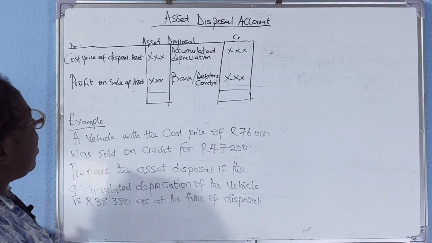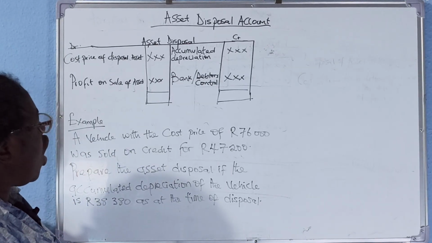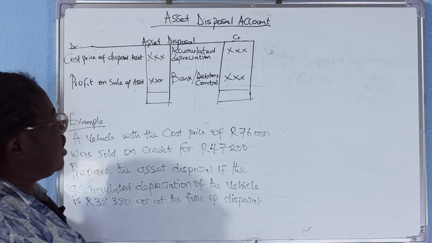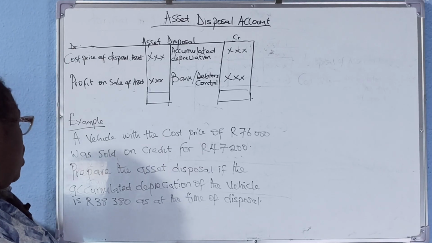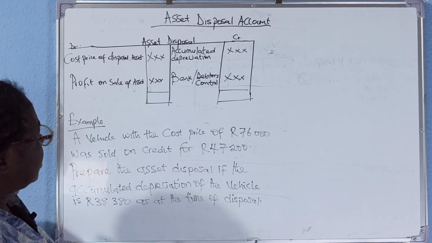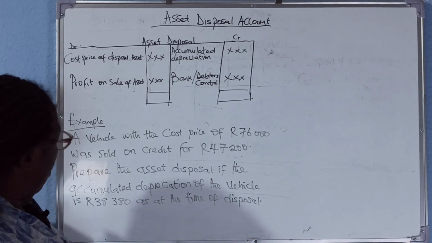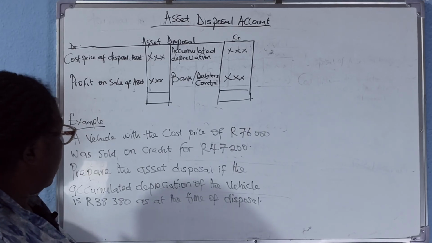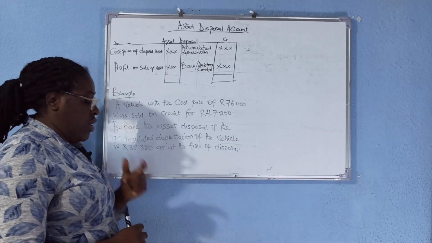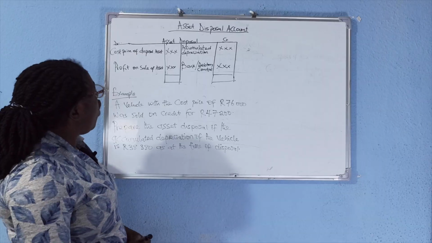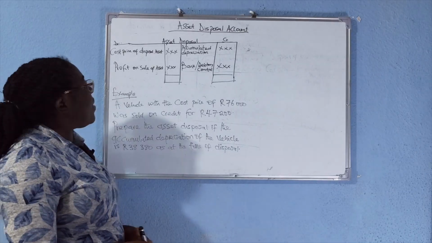All right, now let's quickly look at this example, a very short one at that. It says a vehicle with the cost price of 76,000 was sold on credit for 47,200. Prepare the asset disposal account if the accumulated depreciation of the vehicle is 38,380 as at the time of disposal.